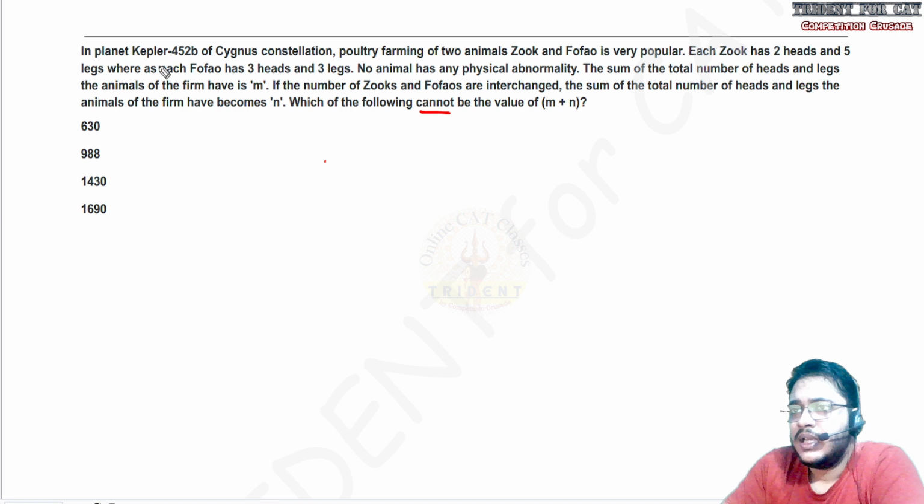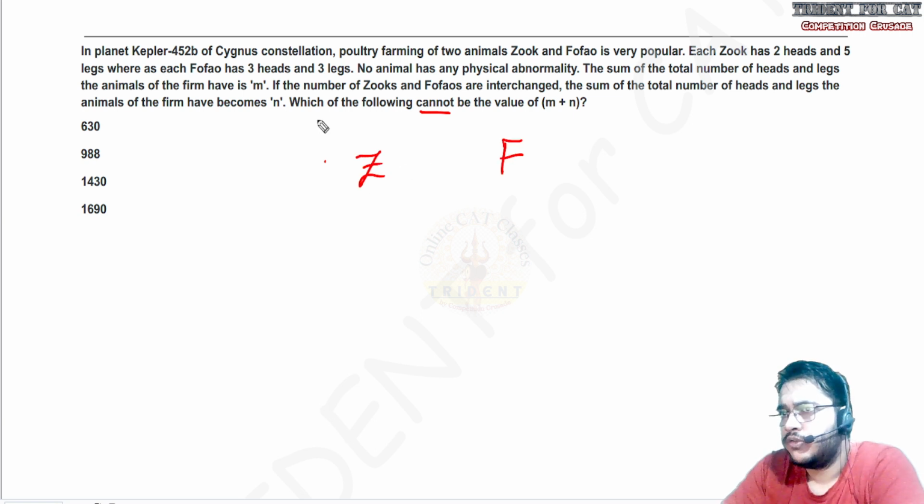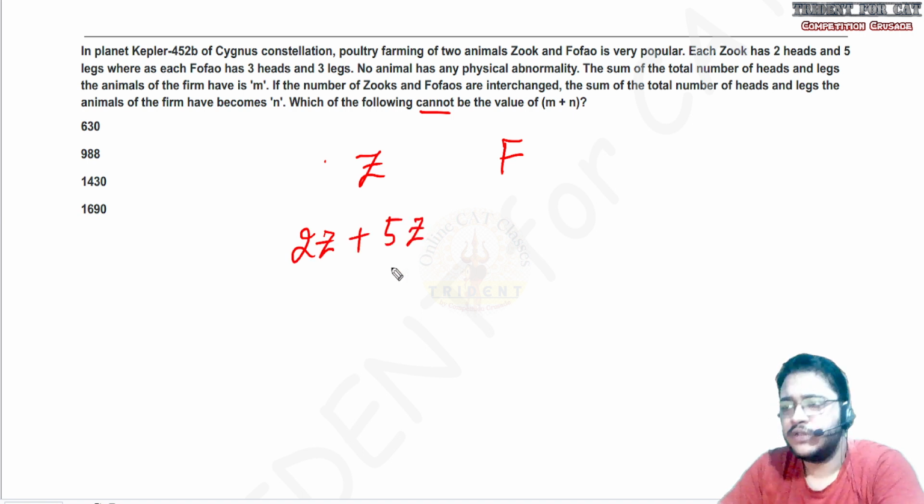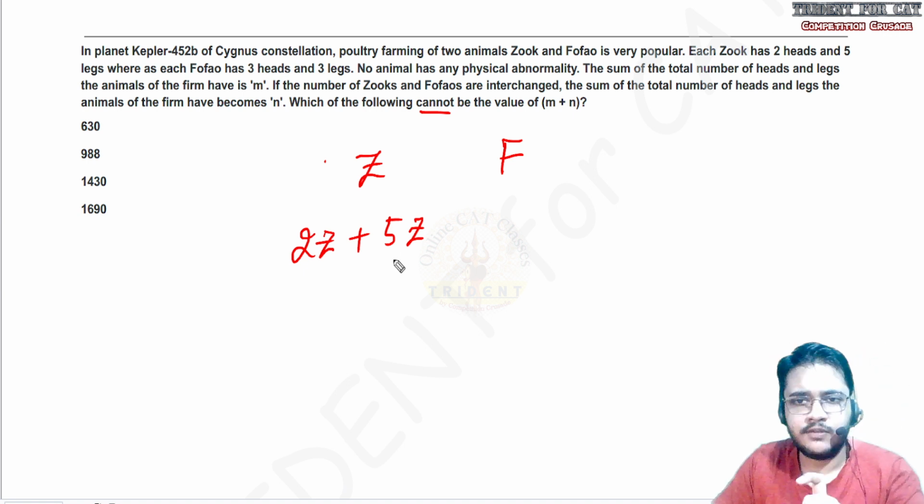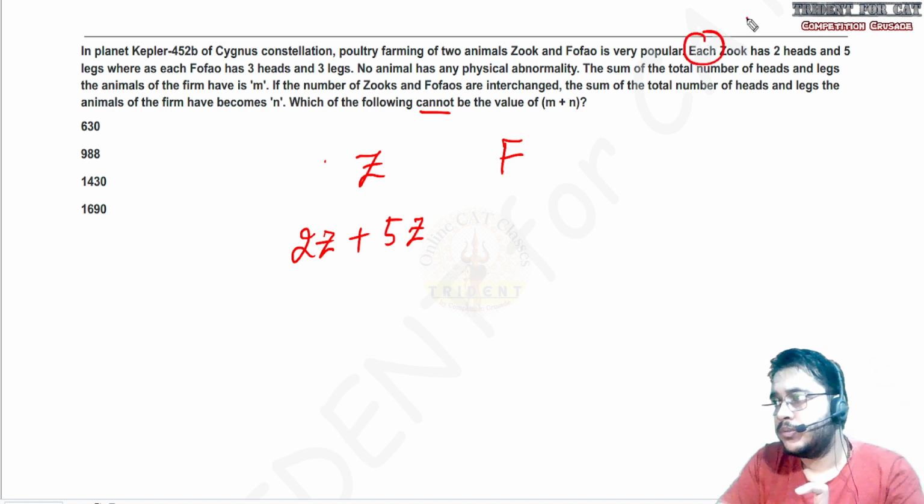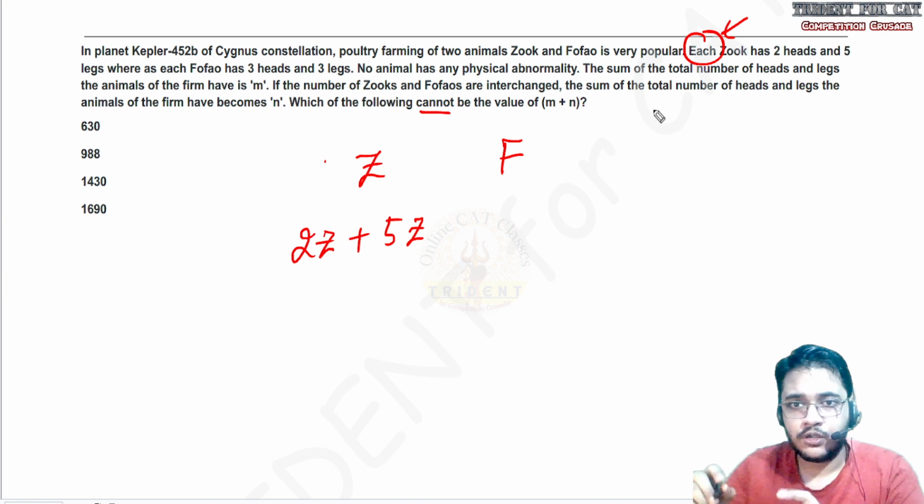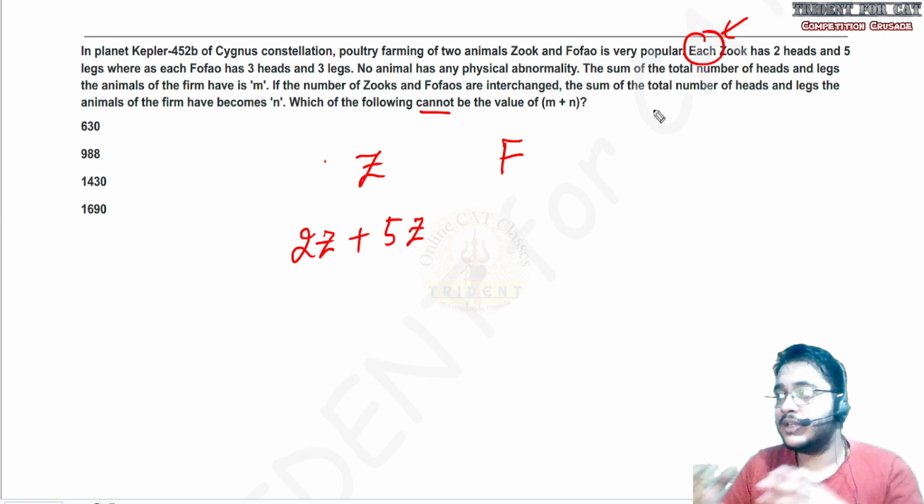The question is: on the planet Kepler, poultry farming of 2 animals, zook and fofo, is very popular. Each zook has 2 heads and 5 legs. Fine. So we are talking about the animals zook and fofo. At this point, you could ask, sir, why is it that you are using the same variable z for both things? That is because of paying attention to the word each. We're talking about each zook having 2 heads and 5 legs.